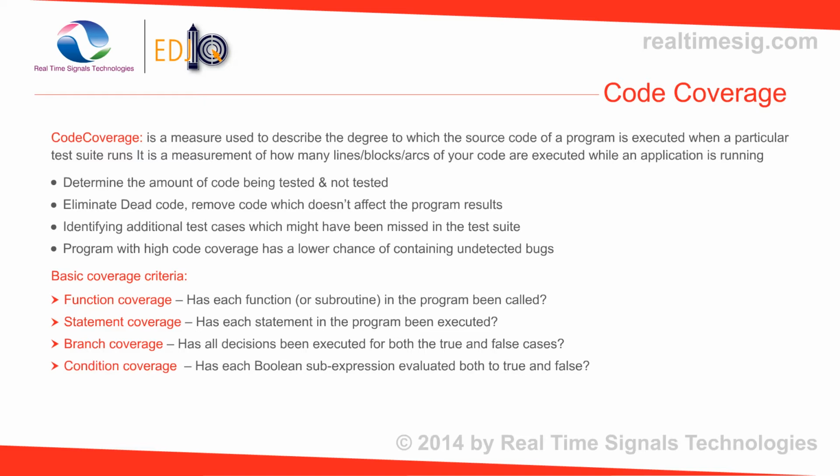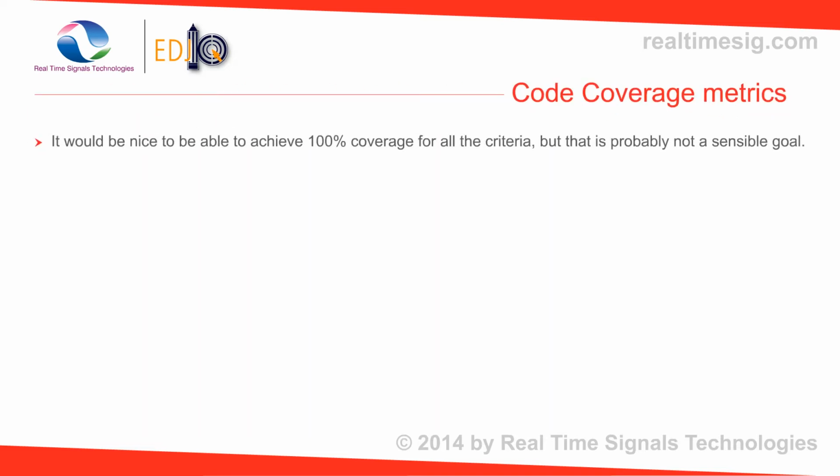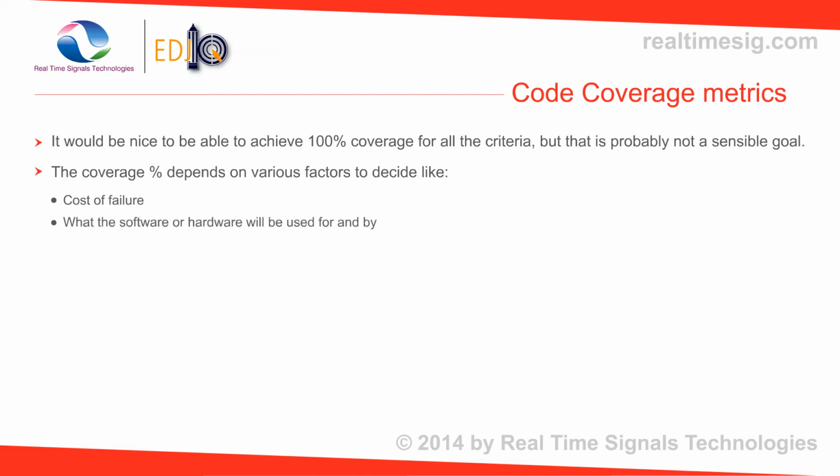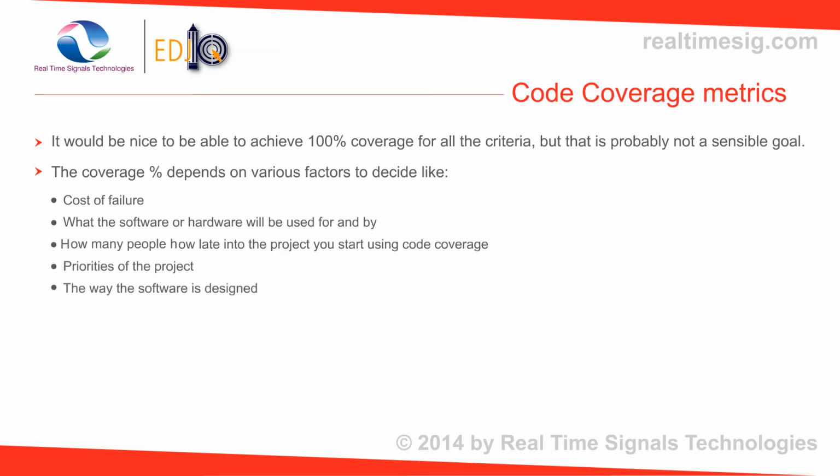Code coverage metrics. It would be nice to be able to achieve 100% coverage for all the criteria, but that is probably not a sensible goal. The coverage percent depends on various factors to decide, like: 1. Cost of failure. 2. What the software or hardware will be used for and by. 3. How many people, and how late into the project you start using code coverage. 4. Priorities of the project. 5. The way the software is designed. Greater than 90% would be an ideal percentage.